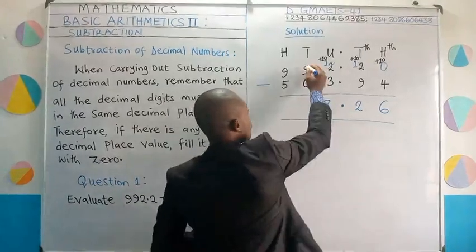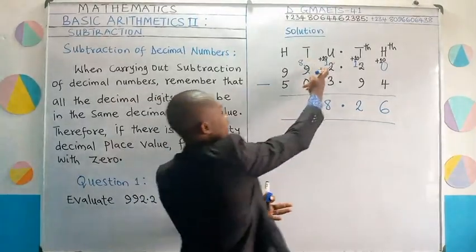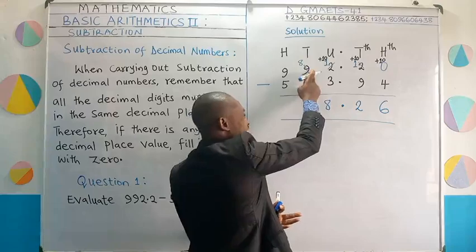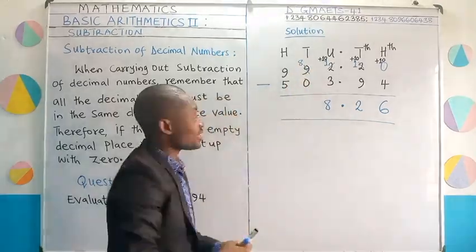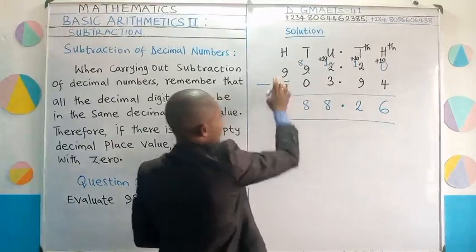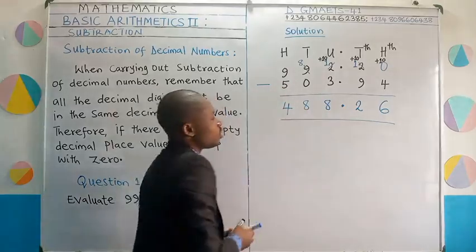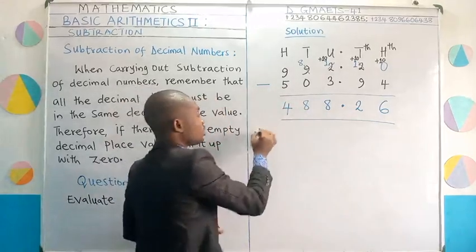Remember that this will also reduce by 1. When you added 10 to this 1, this 9 will reduce by 1, so you get 8 there. 8 minus 0 will give us 8. And then lastly, this hundreds place value, 9 minus 5, will give us 4. So we are done. Are you following? Therefore, we can do our conclusion.